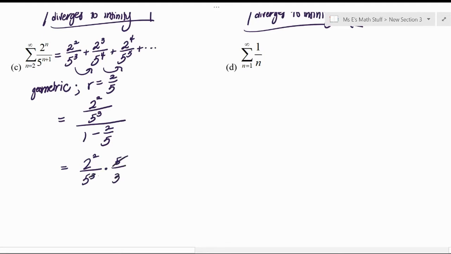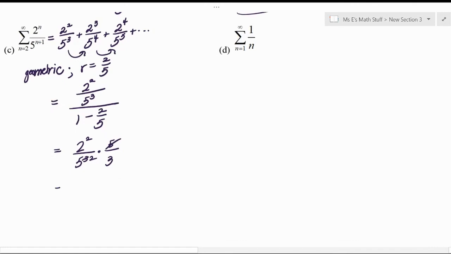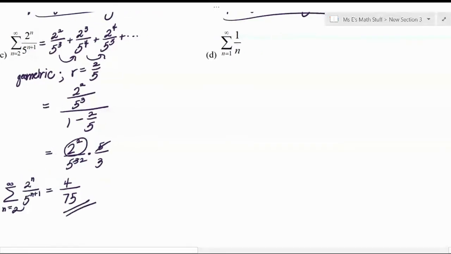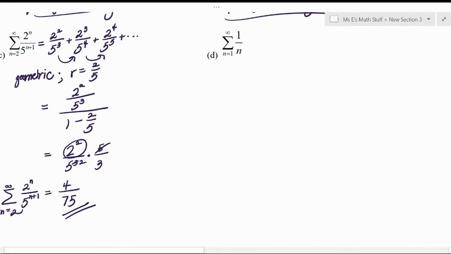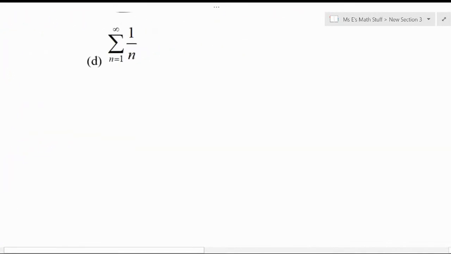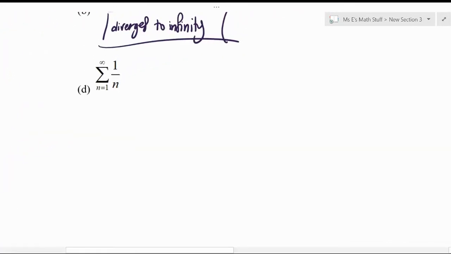And then we'll just multiply what's left. So on the top, you've got 4. On the bottom, you have 3 times 25, or 75. So the sum, as n goes from 2 to infinity, of 2 to the n over 5 to the n plus 1 is just 4 over 75. A surprisingly tiny number for the fact that you're adding up infinitely many terms to get it.